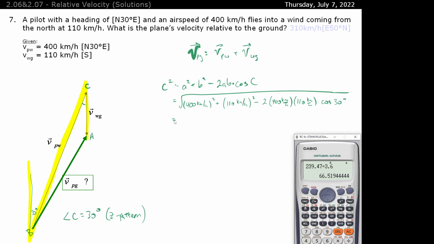Okay, so the root of 400 squared plus 110 squared minus 2 times 400 times 110 times the cosine of 30, close bracket, and close bracket for good measure, and that will tell us side C's length. So 309.66.